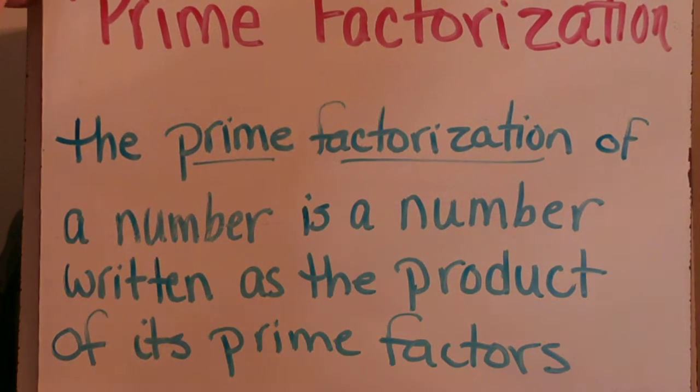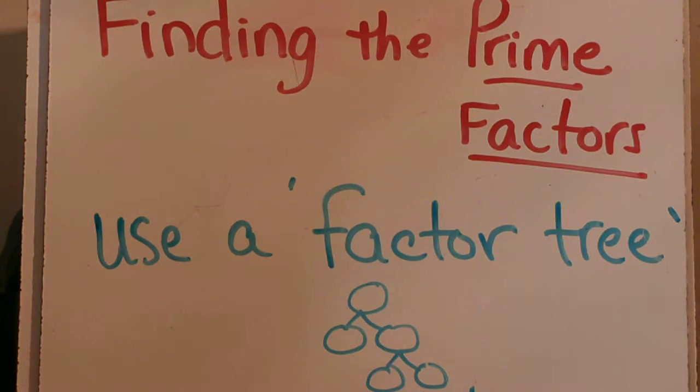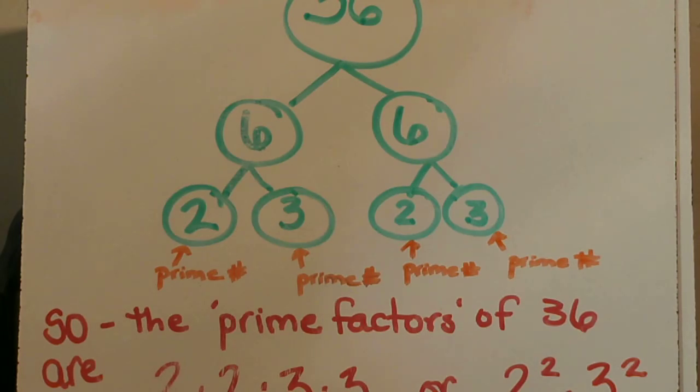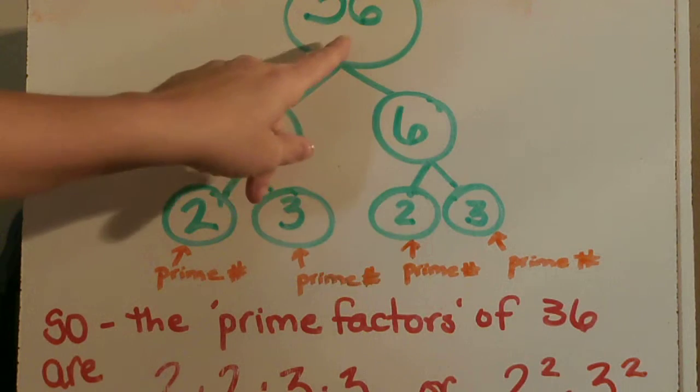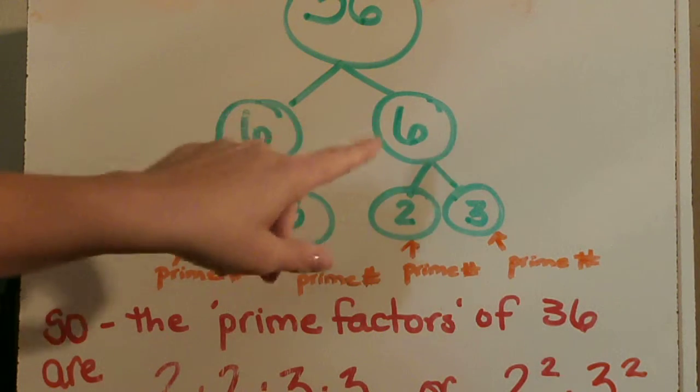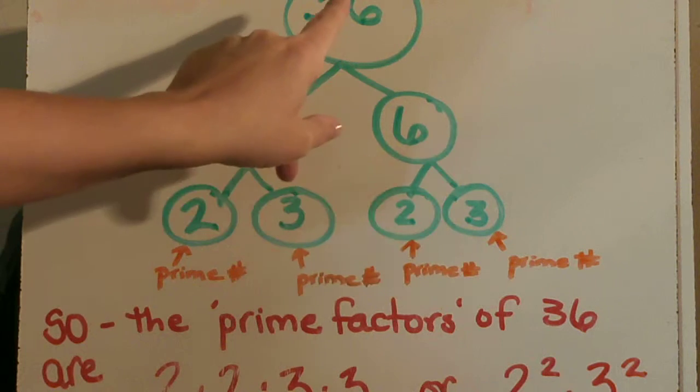One way that we learn how to find the prime factors of a number is by using what's called a factor tree. So here's an example of a factor tree for the number 36. To use a factor tree, you start with the number you're looking for the prime factors of, and it goes at the top of the tree. The first branch is going to be a set of numbers that multiplied together gives you 36.